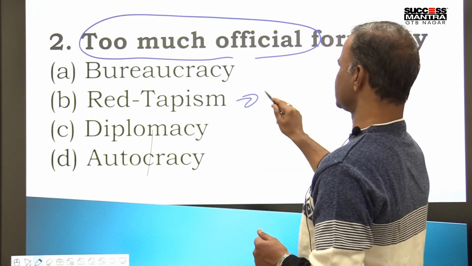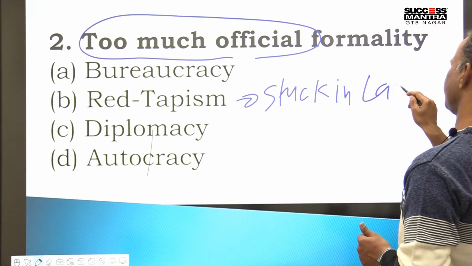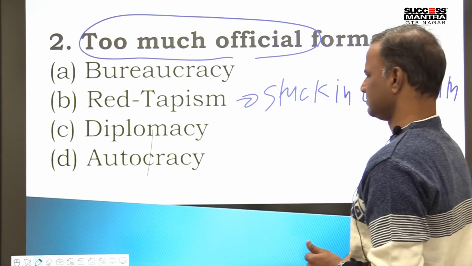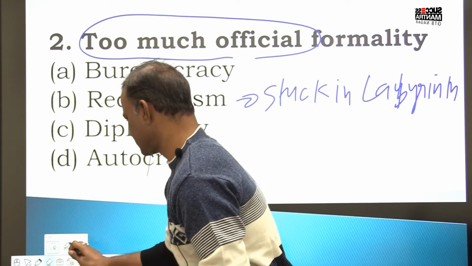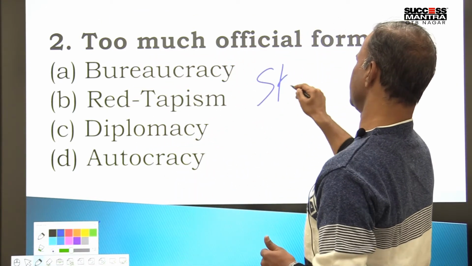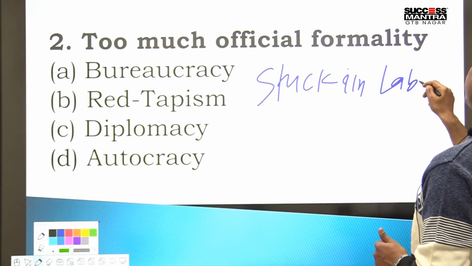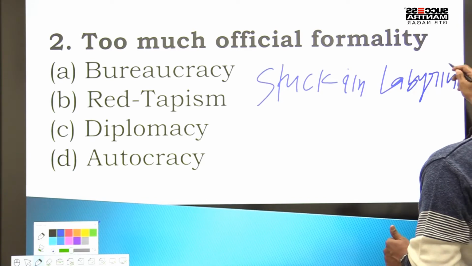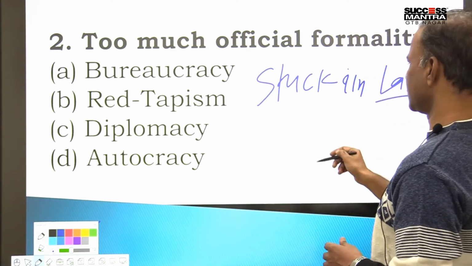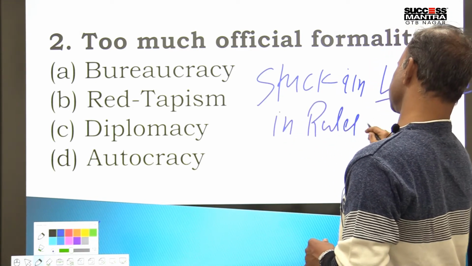Red tapeism means stuck in the labyrinth of rules and regulations, especially the government ones. I'll write the spelling correctly. Stuck in the labyrinth of. Labyrinth, guys, is the bhool bhulaiya you can say, or the maze. Okay, stuck in the labyrinth of rules and regulations.